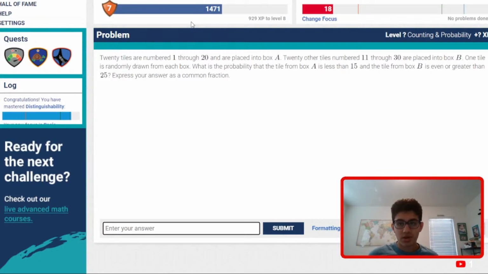So the first one is going to be 7 out of 10. Like the probability that the tile from box A is less than 15. That's 14 out of 20. So 7 out of 10.